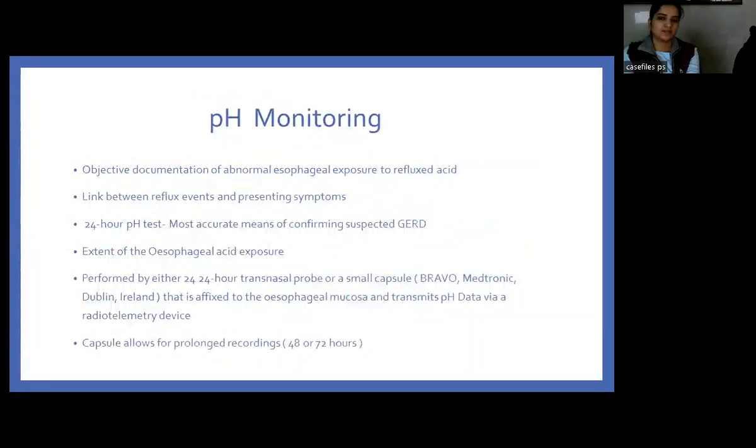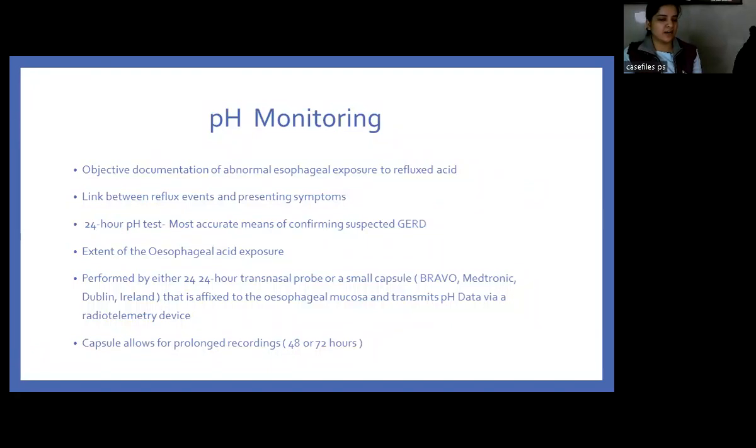Diagnostic testing for GERD includes, first, 24-hour pH monitoring. The 24-hour pH test is the most accurate means of confirming suspected GERD. It is an objective documentation of abnormal esophageal exposure to reflux acid. It links the reflux events and the presenting symptoms, and it can tell us about the extent of esophageal acid exposure. It can be performed by a 24-hour transnasal probe or a small capsule.